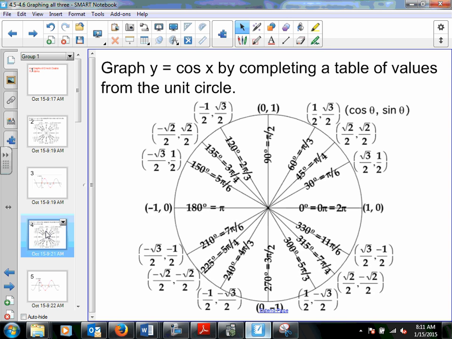So as we rotate from 0 to pi, we start at 1, decrease to 0, decrease even more to negative 1. Right? And then if we follow our x values, we'll start increasing to 0 and then back to 1. Okay, if we follow those x coordinates. Let's look at that picture.